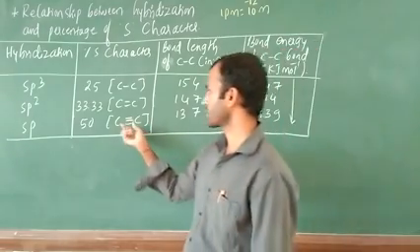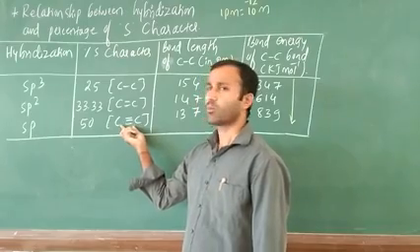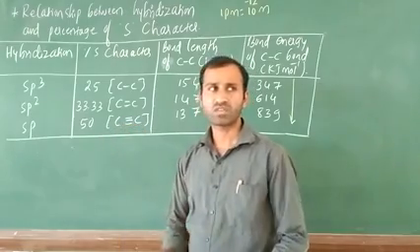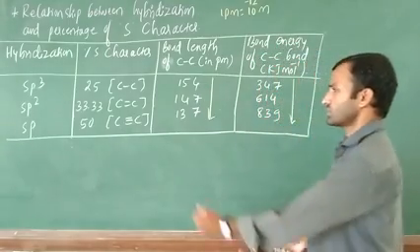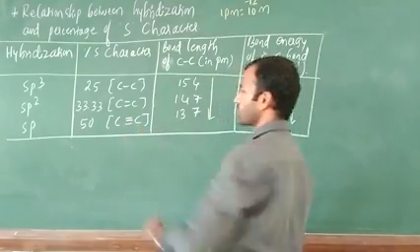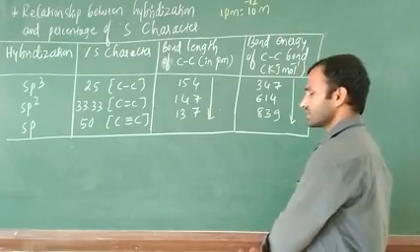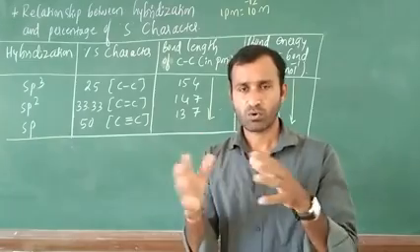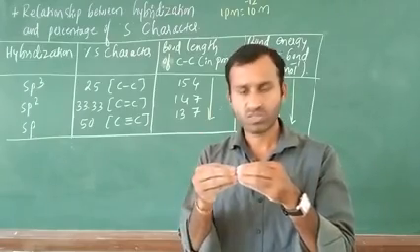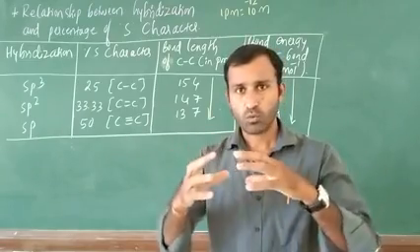Carbon-carbon triple bond is having the highest bond energy. Bond energy means the amount of energy required to break a bond. In this case the triple bond is a very strong bond. I will tell you, if the bonds are very close to each other, it is difficult to break.